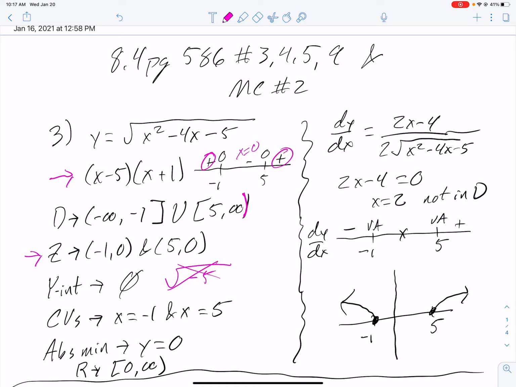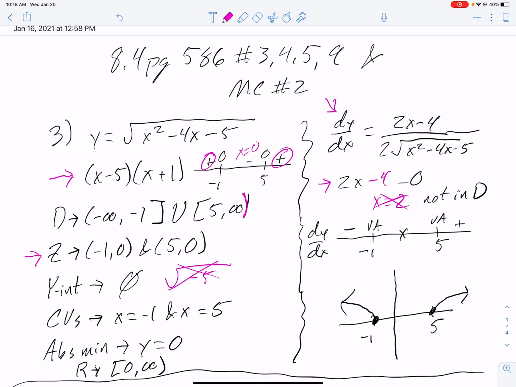I already know that the zeros of my function are going to be critical values, but I also then need to take my derivative, set the numerator equal to 0, and check that value. And in this case, the value does not fit in my domain, so it technically is not a critical value.